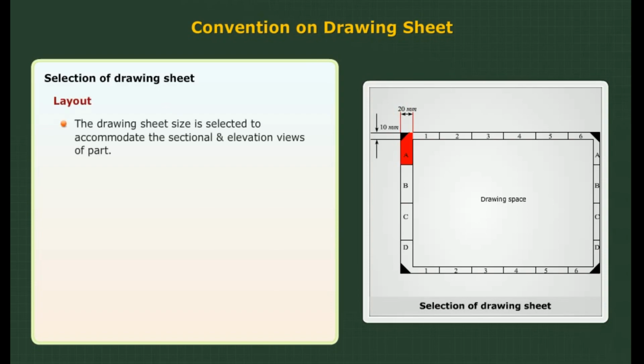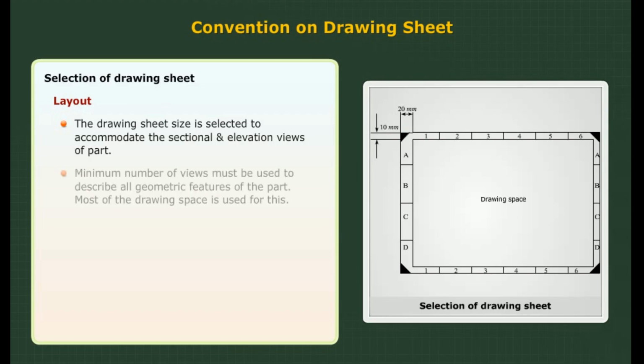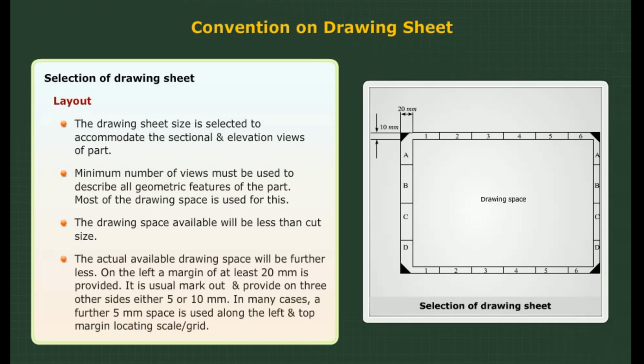Selection of drawing sheet. Layout. The drawing sheet size is selected to accommodate the sectional and elevation views of the part. The minimum number of views must be used to describe all geometric features of the part. Most of the drawing space is used for this. The drawing space available will be less than the cut size. The actual available drawing space will be further less.